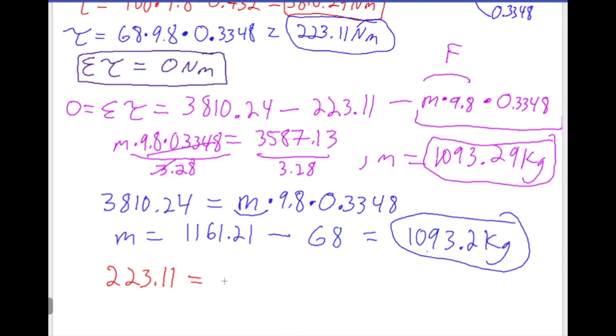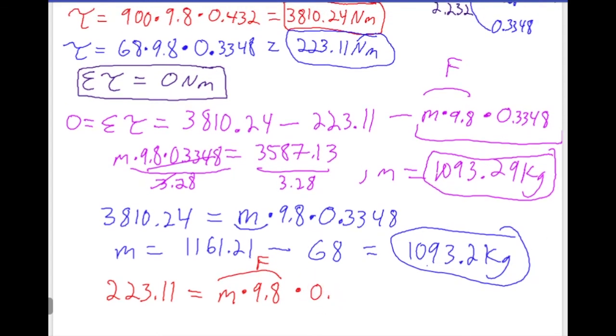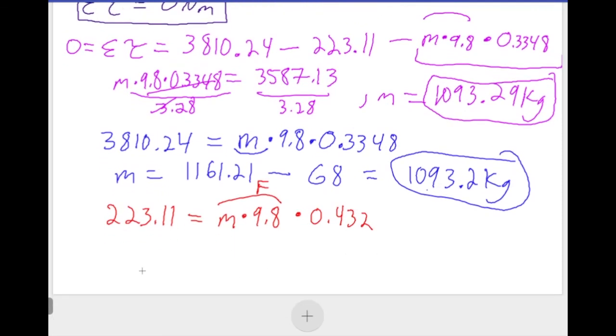223.11 should be equal to the mass of the plank times gravity, because we know that it's the force that the plank is exerting, times the R, and we know that the R value of the plank is 0.432. So if we do that, we can go ahead and simplify, and we find out that the mass of the plank needs to be 52.7 kilograms.